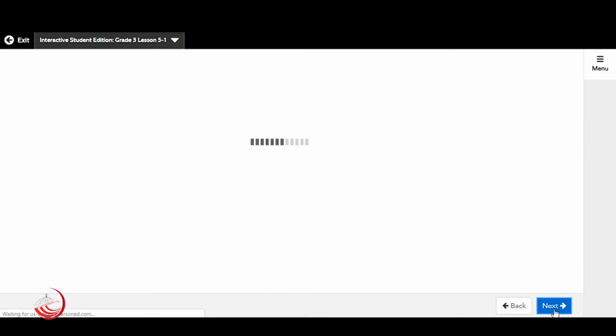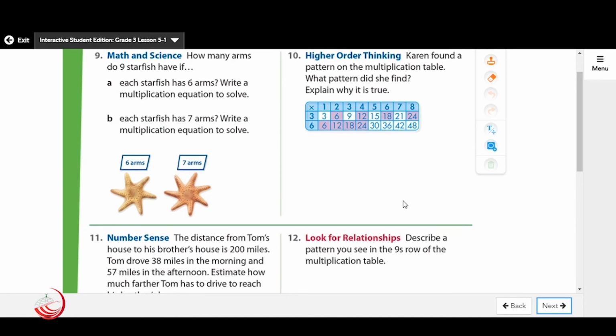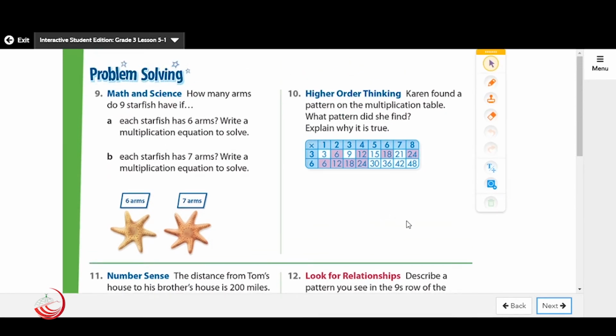Now, number 9. How many arms do 9 starfish have if each starfish has 6 arms? Write a multiplication equation to solve. This is very easy. I will not answer it. You will answer it by yourself. And number B also, it's easy. We'll move to number 10.